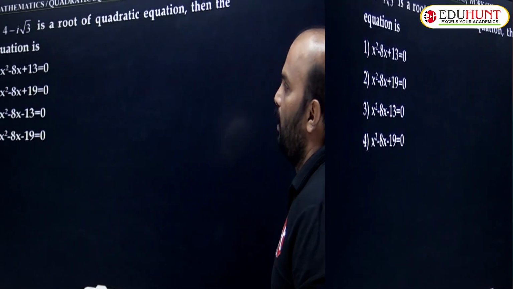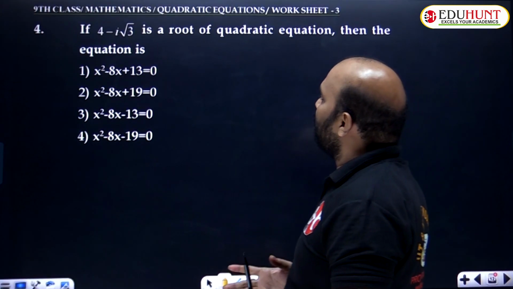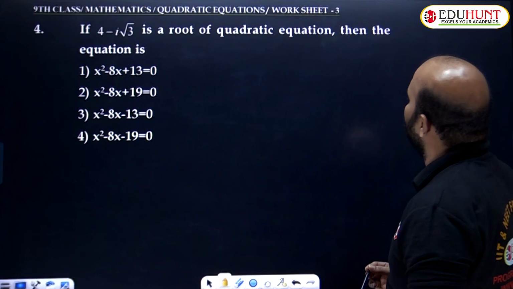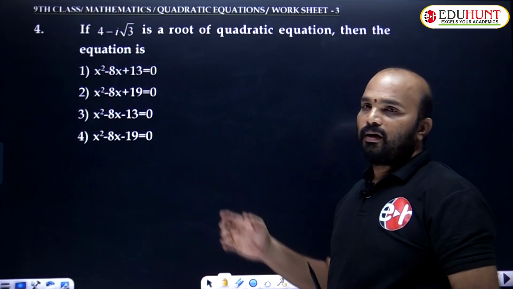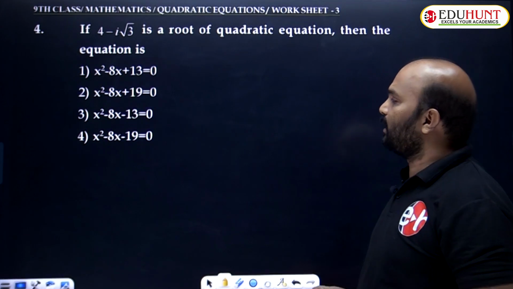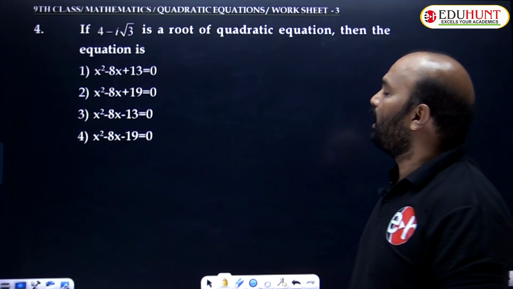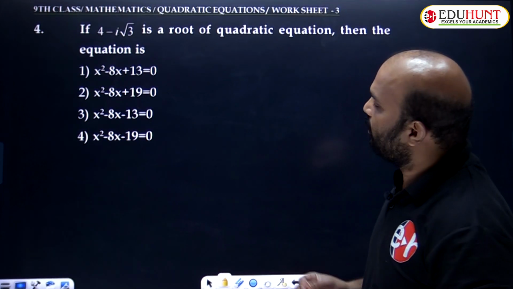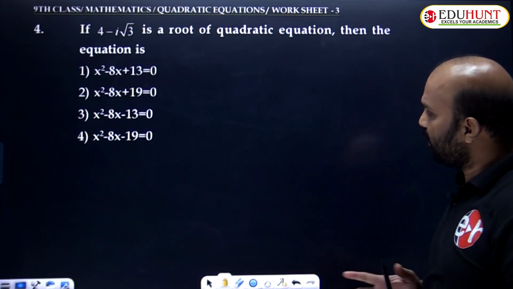Option 2 is the right answer. Am I clear? Have a look at question number 4. If 4 minus i root 3 is a root of a quadratic equation, then the equation is: option 1, x square minus 8x plus 13 equal to 0; option 2, x square minus 8x plus 19 equal to 0; option 3, x square minus 8x minus 13 equal to 0; option 4, x square minus 8x minus 19 equal to 0.